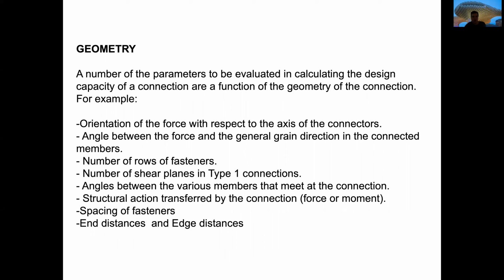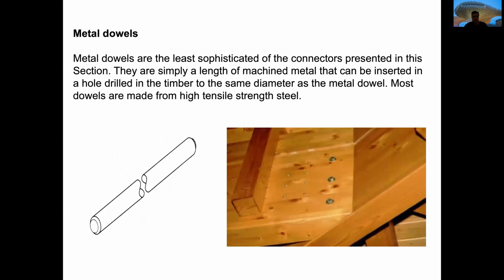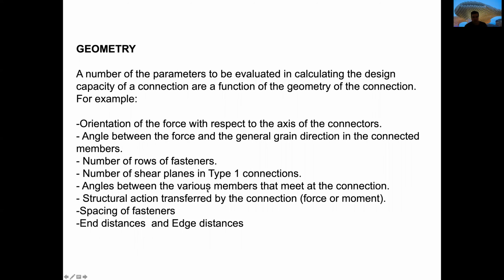The geometry, the number of parameters, will be evaluated when calculating the design capacity of the connector. I mean, where the different bolts will be located and what will be the geometry and separation between those elements. Usually the orientation of the force will depend on the axis of the connectors, the angles between the forces, and the grain direction of the material. We will have a number of rows of fasteners, a number of shear planes in type 1 connections, and we will have angles that will allow us to create those kinds of connections.